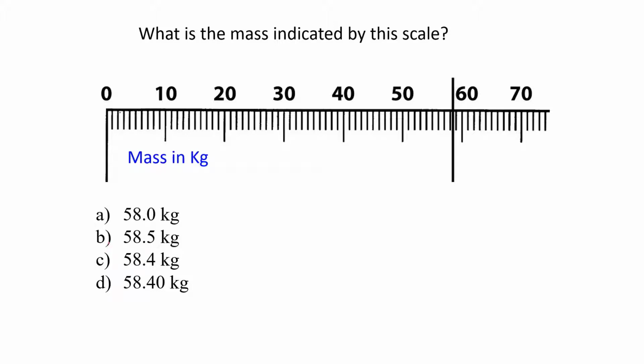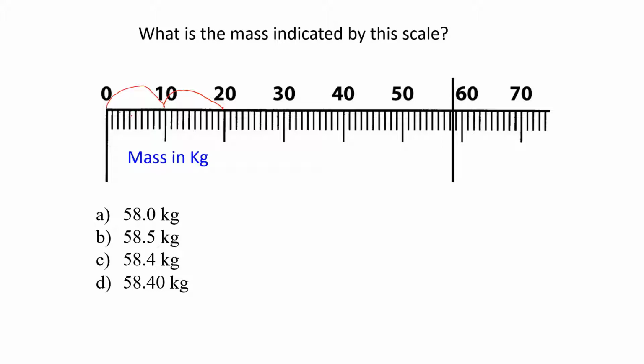When you read a scale like this, first we need to look at the calibration marks. Now here we have long calibration marks and short calibration marks. Long ones indicate increments of tens, right? And the short ones indicate 1 kilogram increments. So in between these small lines there are no calibration marks. So what we need to do is to estimate the values in between them.